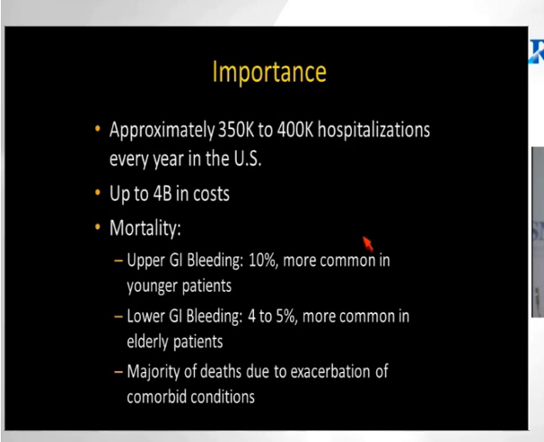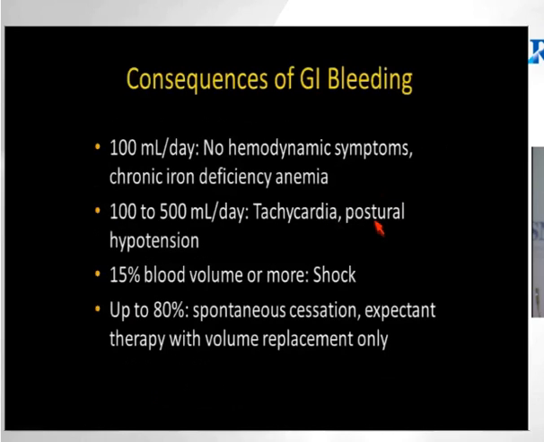So obviously it is a very common condition. Up to about 400,000 people are hospitalized in this country every year, and the cost may go up to $4 billion as shown here on the slide. The mortality is a little higher for patients who present with upper bleeds, and it's mostly because of the more severe comorbidities these patients tend to have. About 10% for upper bleeders and about 4 to 5% for lower GI bleeders, which is more common in elderly individuals. And as I said already, the majority of the deaths are caused by exacerbation of pre-existing comorbid conditions.